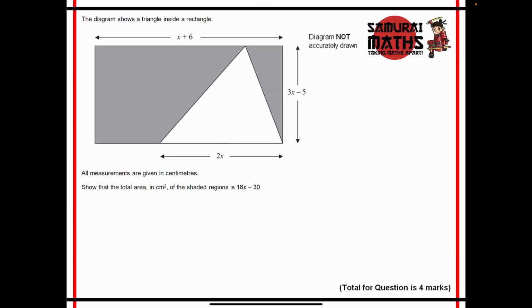Okay, so we've got an exam question here, 4 marks. It says the diagram shows a triangle inside a rectangle. We can see the dimensions algebraically. All measurements are given in centimetres. Show that the total area in centimetres squared of the shaded regions is 18x minus 30.